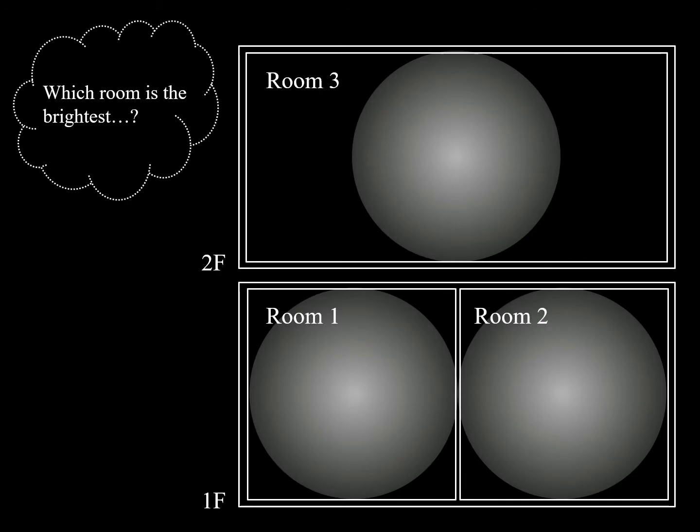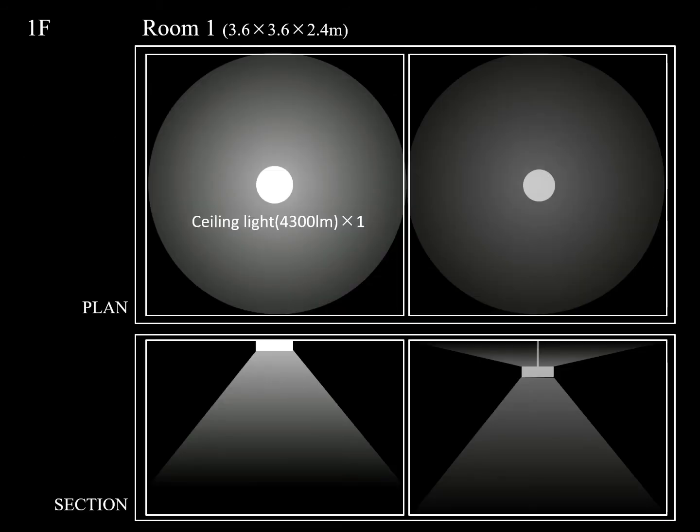For example, when planning a residential lighting design, each room is designed individually, but have you ever wanted to know which room feels the brightest? At that time, using this index, it is possible to compare spatial brightness in each room. Here is an example of the residential lighting design.